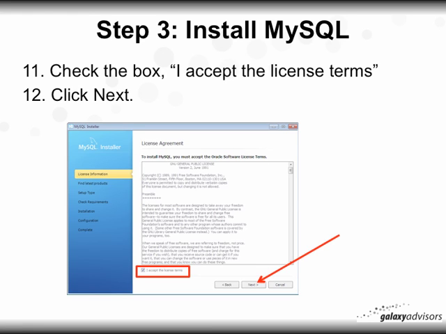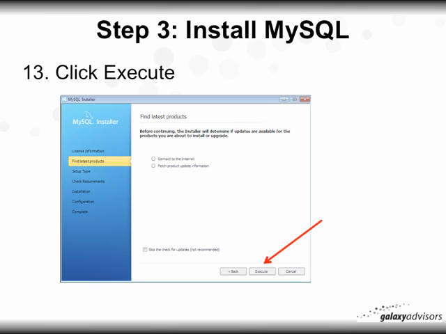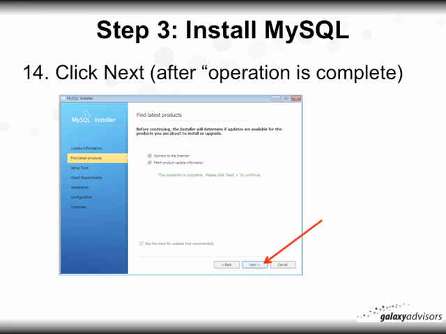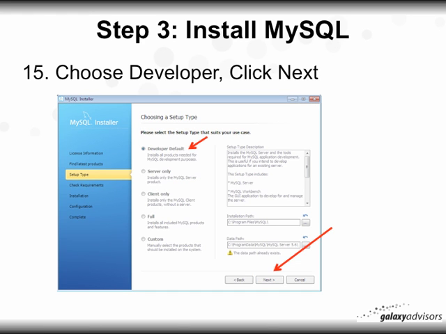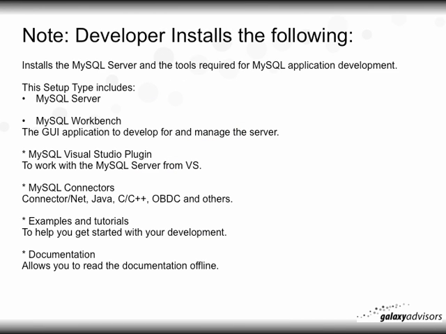In step 11, check the box I accept the license terms, and then 12, click next. Step 13, click execute. Step 14, it might take a while after that execution, so just click next after the operation is complete. And then at this window, in step 15, choose developer and click next. And note I've listed here the developer installs the following items. Probably the most important one is the MySQL Workbench, which serves as a GUI application.